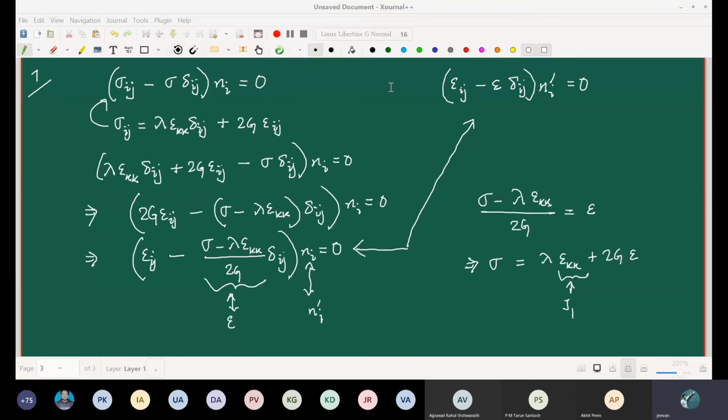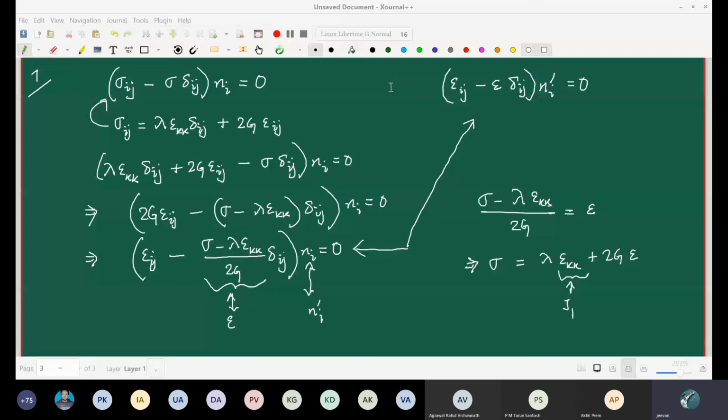So let's take a look at question number 8. It has been mentioned that we are supposed to consider an incompressible elastic material. Earlier in the problem sheet on kinematics, we were to show that epsilon kk is equal to 0 when the change in volume is 0. So perhaps all of you remember this.